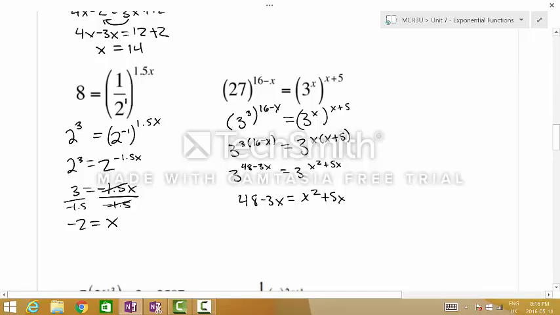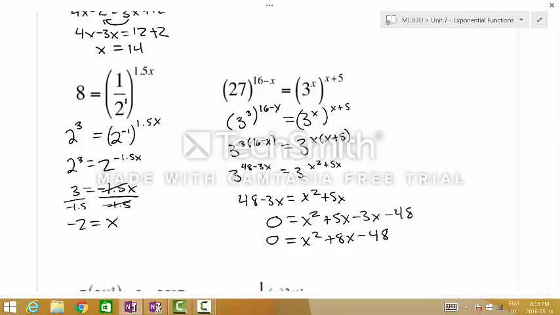Now, this one's a lot trickier because when we expand those exponents, what we end up with is a quadratic equation. In order to solve a quadratic equation, we need one side to be 0. So what we're going to do is move all of the numbers to the right hand side to make that left hand side 0. The negative 3x becomes a positive 3x. The positive 48 becomes a negative 48.